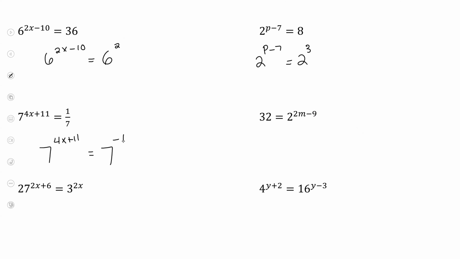Okay, I'm going to do one of these at the bottom. Let's look at this one right here. I have 4 to the power of y plus 2. How do I rewrite the 16? 4 squared is 16. And you still have this exponent here. No, this is already okay. I didn't have to change that. 4 squared is 16.